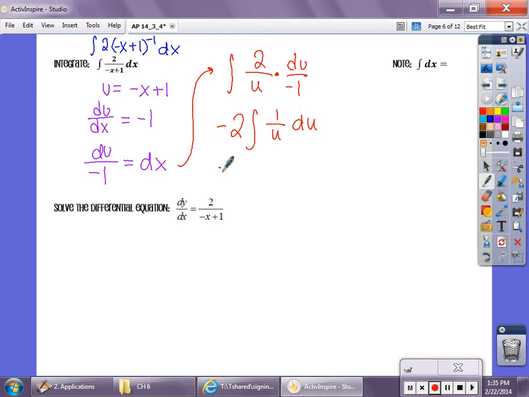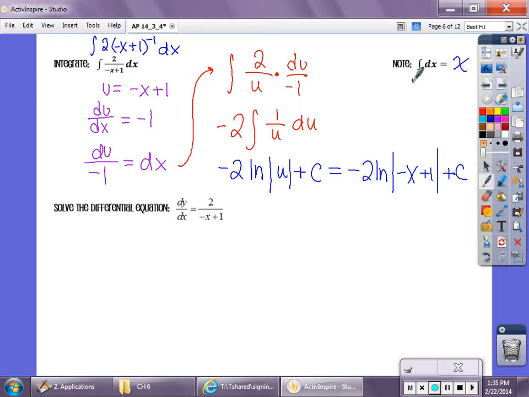So I get -2 ln of the absolute value of u plus c, which is -2 ln of the absolute value of -x plus 1, plus c. Up here it says note the integral of dx. It's just a reminder that it is x, and the integral of just dy is just y. Just a reminder for you.